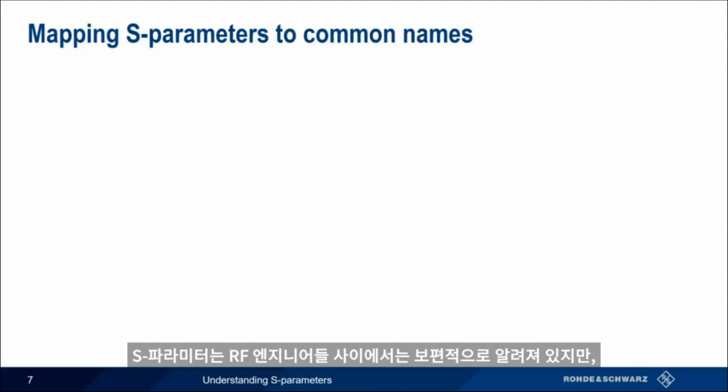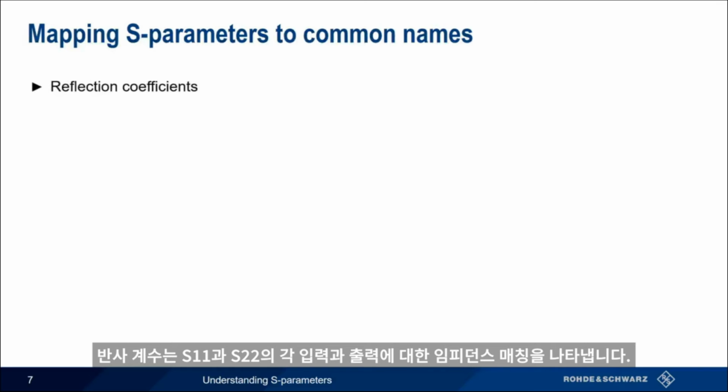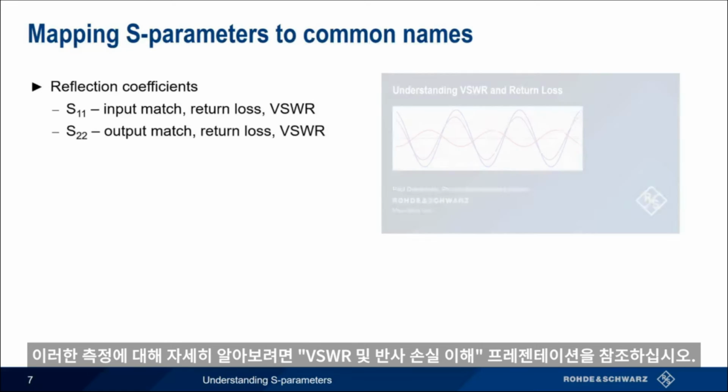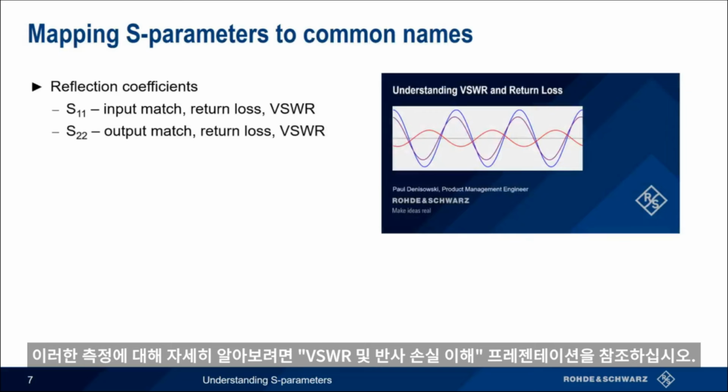Although S-parameters are almost universally known among RF engineers, there are also more common or conversational terms for some S-parameters. The reflection coefficients S11 and S22 describe the impedance match for input and output. This is usually quantified in terms of return loss or voltage standing wave ratio. Please see the presentation Understanding VSWR and Return Loss if you'd like to learn more about these measurements.